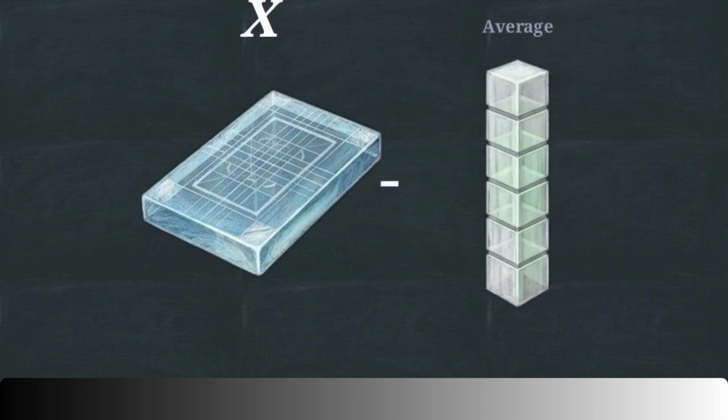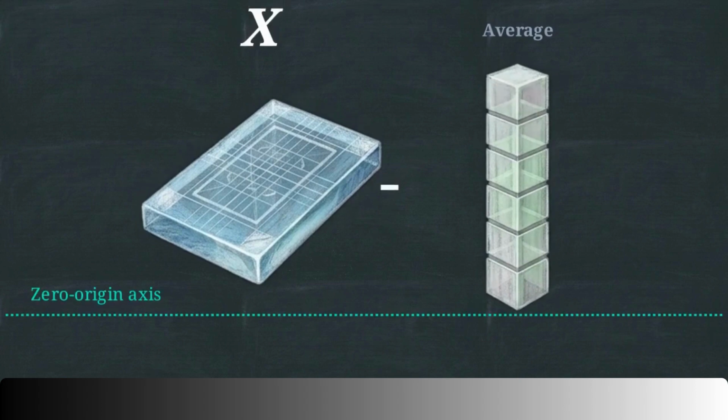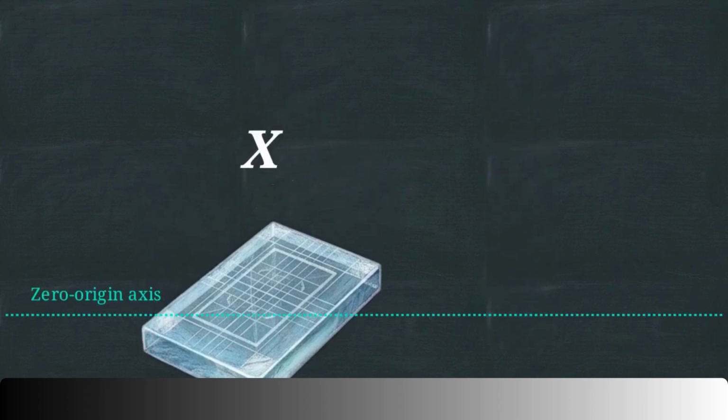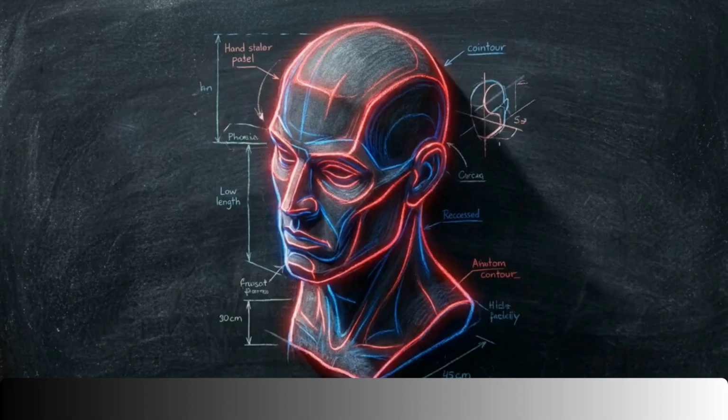Before analyzing the dynamics within this matrix, we perform mean centering. We calculate a single average face from the dataset and mathematically subtract that average from every column vector in matrix X. We do this because we do not care about the baseline characteristics of a human face. We only care about the variance, how each specific face mathematically deviates from the average.